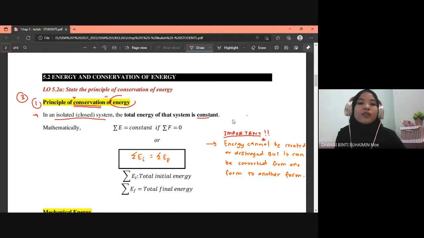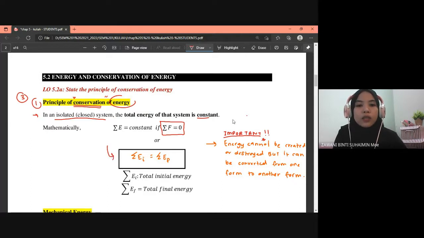Okay, macam itulah. Okay, so secara matematiknya, dia macam ni lah, summation of energy, okay, will be constant. Ataupun, summation of energy will be constant provided that the forces acting on the system is equal to 0. Okay, so or dia boleh jadi macam ni.